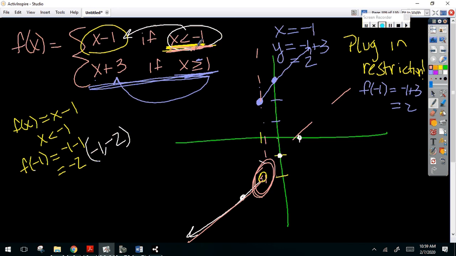Okay, so which way is x smaller than -1? Which way does it get smaller? Left or right? To the left. Is this x and this x, this is -1, this is -2, so it gets smaller to the left.